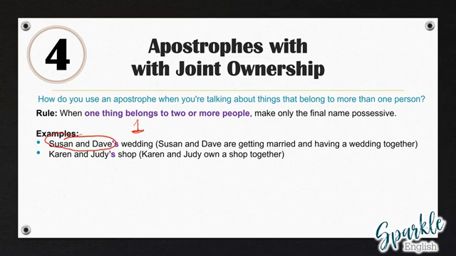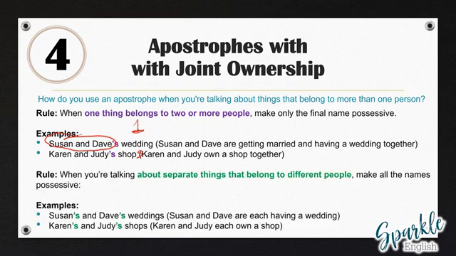And the next one is the same. Karen and Judy's shop. So let's say Karen and Judy are best friends and they have their own shop. They own that shop together. Now again, if we put here Karen and Judy's shops, that would mean Karen and Judy have 2 shops and they own both of those shops together.